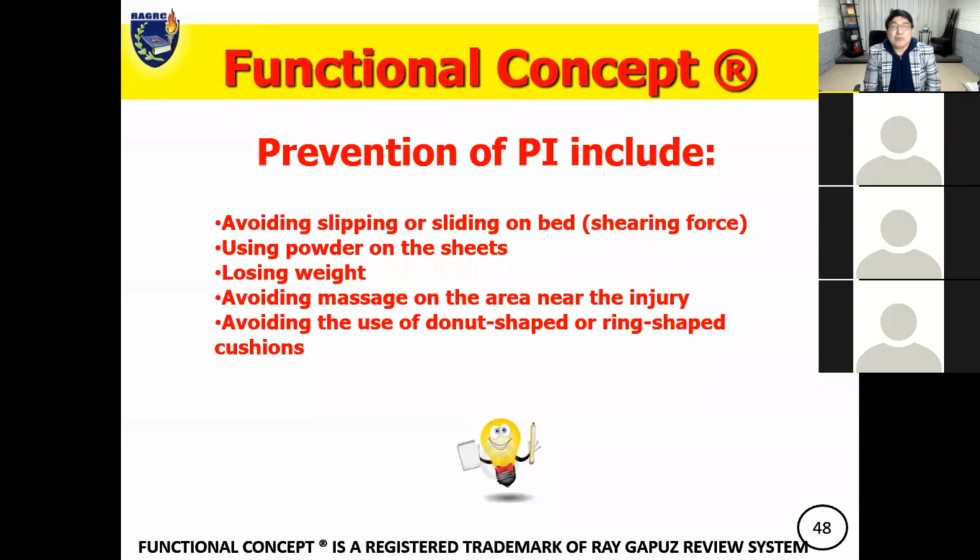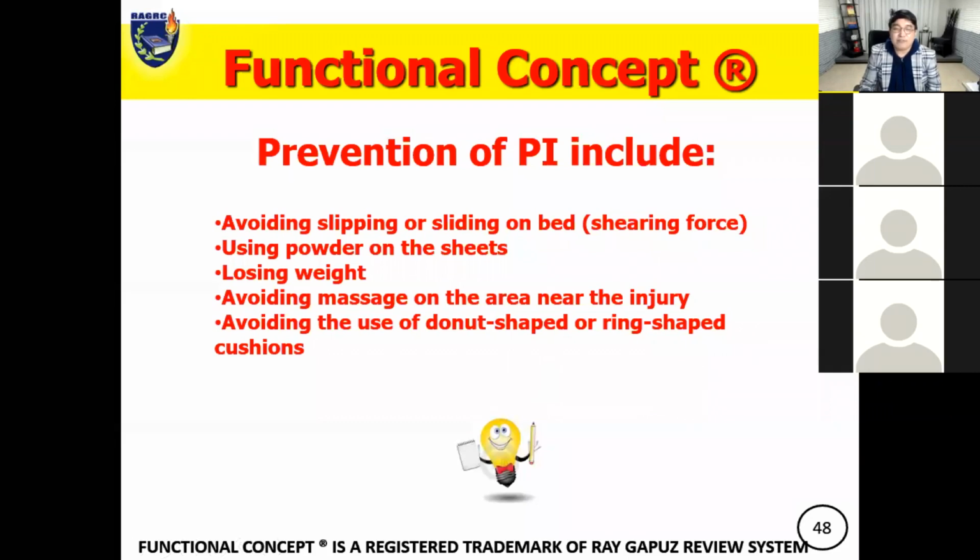Now, how do we prevent pressure injury? This is what is important. Avoid slipping or sliding on the bed. This is shearing force. That's why you have to keep the head of the bed low. Don't keep it high, to prevent shearing force. Use powder on the sheets. This is allowed. Then instruct the client to lose weight. Avoid massage on the area near the injury, and avoid the use of donut-shaped or ring-shaped cushions. This could exert pressure on the other areas surrounding the injury.